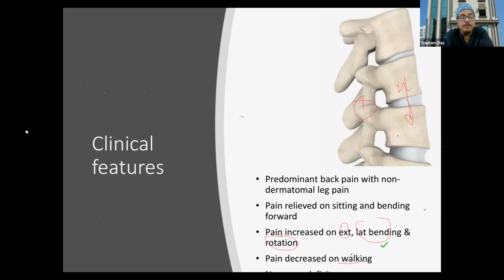Number one is pain will be less or no pain on sitting. Pain will be increased on extension and lateral bending and rotation. Pain will be decreased on walking. There will be no neurodeficits if it is only facet joint. And the pain will be referred to the leg in a non-dermatomal fashion.